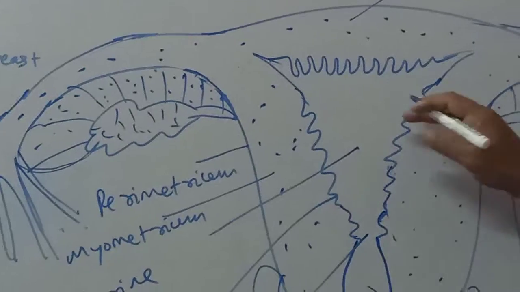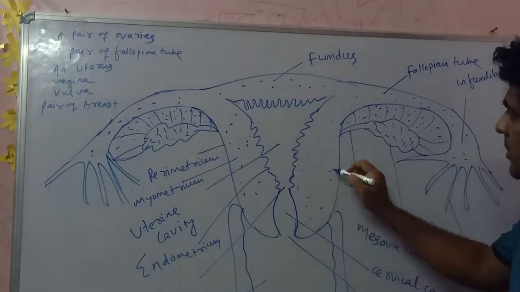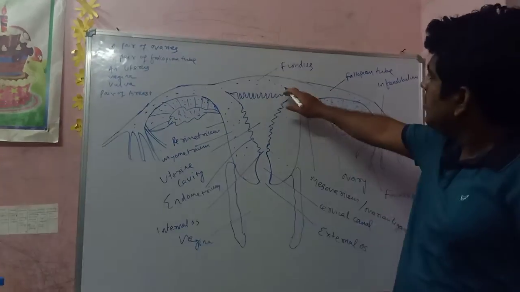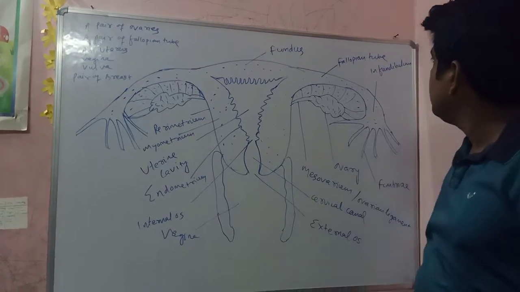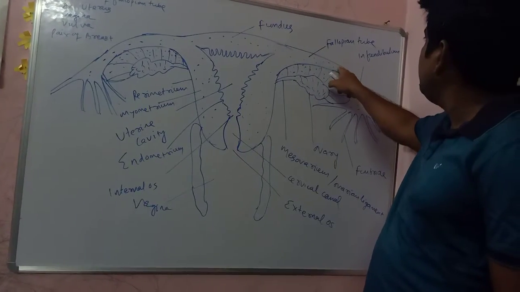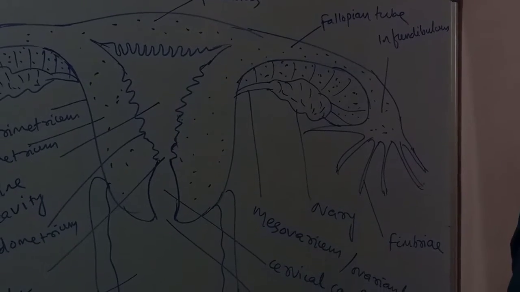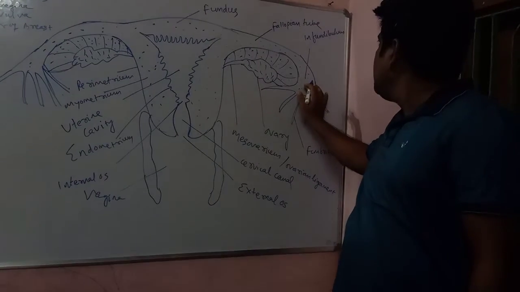This is the diagram of a female reproductive system. This part is called the uterus. This is the fundus. The upper part of the uterus is the fundus. This part is the fallopian tube. The fallopian tube is also called the oviduct or salpinx. The distal part of the fallopian tube is the infundibulum.